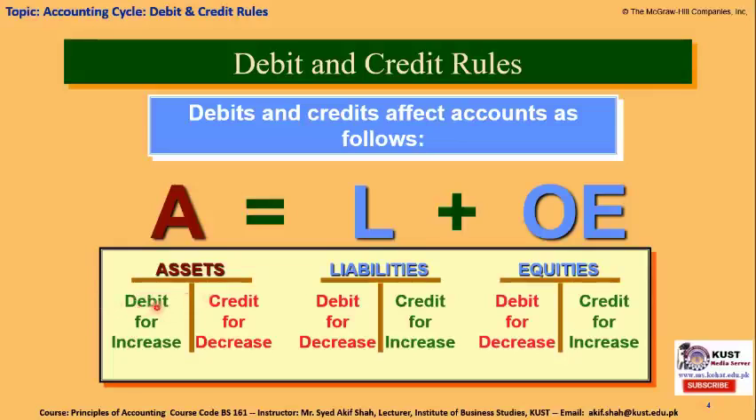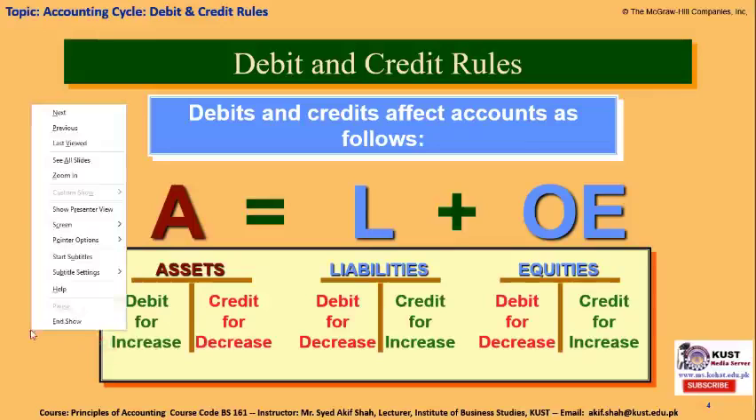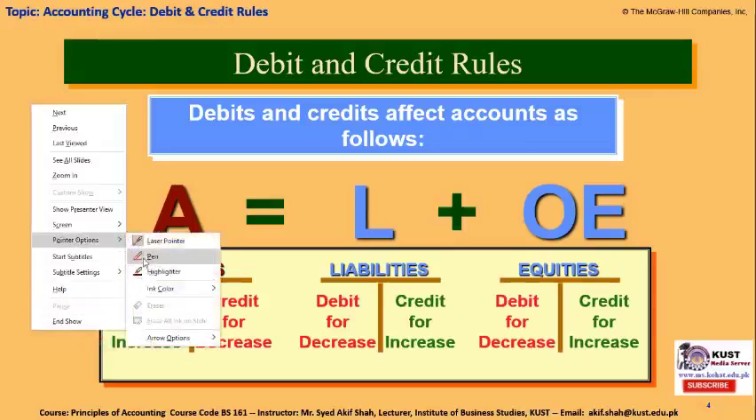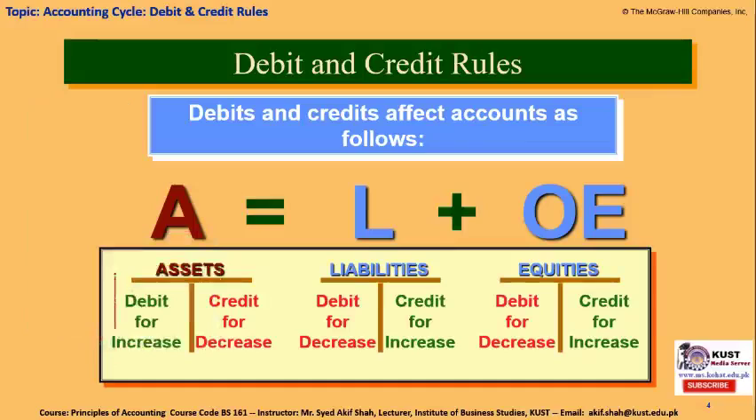Now let me conclude. Let me explain with the help of an arrow. When there is an increase in the assets of the company, it will be recorded as a debit entry. And when there is a decrease in the assets, like the owner has withdrawn the money from the business, so the cash level of the business will decrease. Therefore, the cash ledger will decrease with a credit entry.